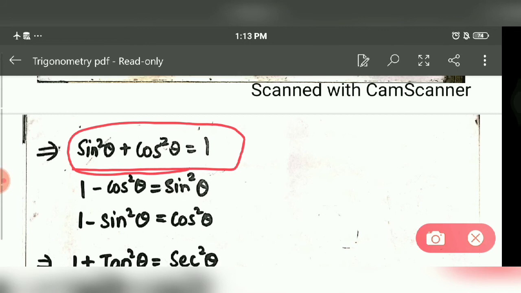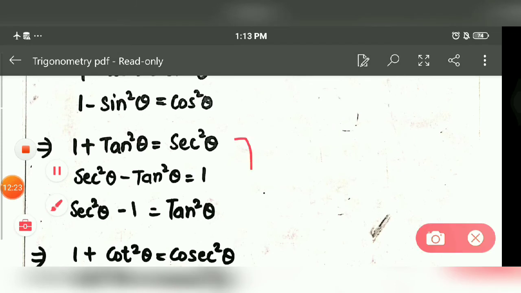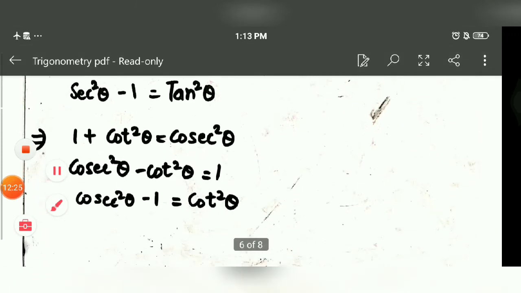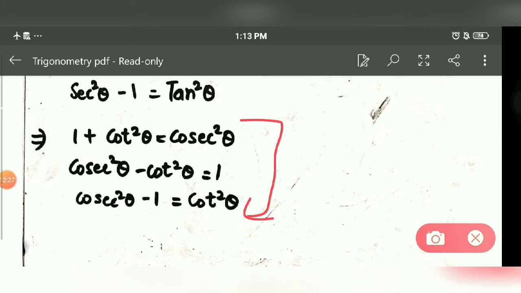If we take cos square theta to the other side, we get 1 minus cos square theta equals sin square theta. If we take sin square theta to the other side, then 1 minus sin square theta equals cos square theta. Similarly, for 1 plus tan square theta, we have two more results. For 1 plus cot square theta, this is the old result.